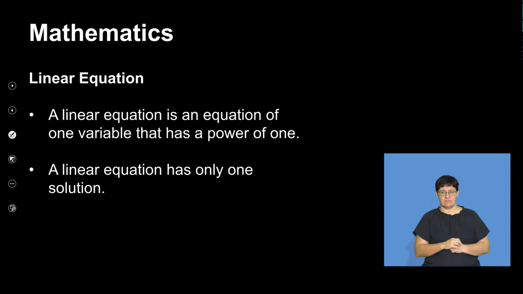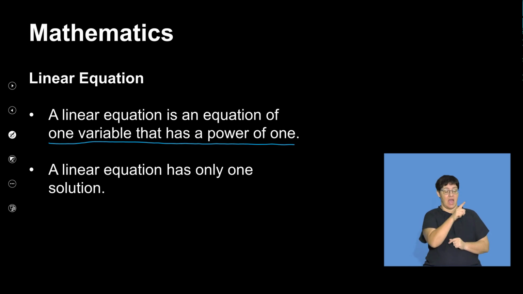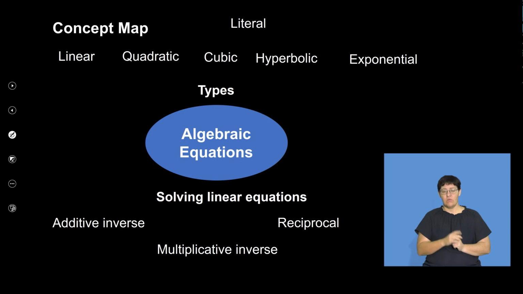But for this specific lesson, we are only focusing on the linear equation. A linear equation is an equation of one variable that has a power of 1. Why am I saying a power of 1? It means that the highest exponent is 1 of all the variables that we have. Then lastly, a linear equation has only one solution. That's the very main thing that you always need to know there.